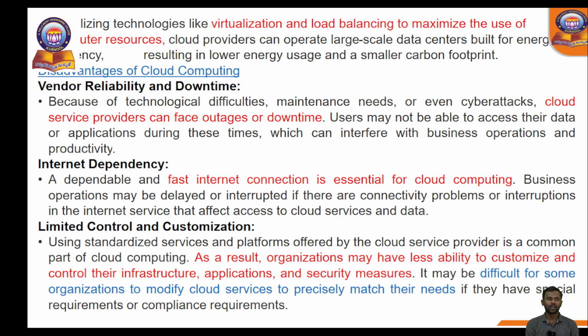Second one is internet dependency. In cloud computing, the services are accessed with the help of the internet only. So without the internet, we are unable to access the cloud services. We are majorly dependent on the internet. So we require a fast internet connection for accessing the cloud services. Business operations may be delayed or interrupted if there are any connectivity problems or interruptions in the internet.